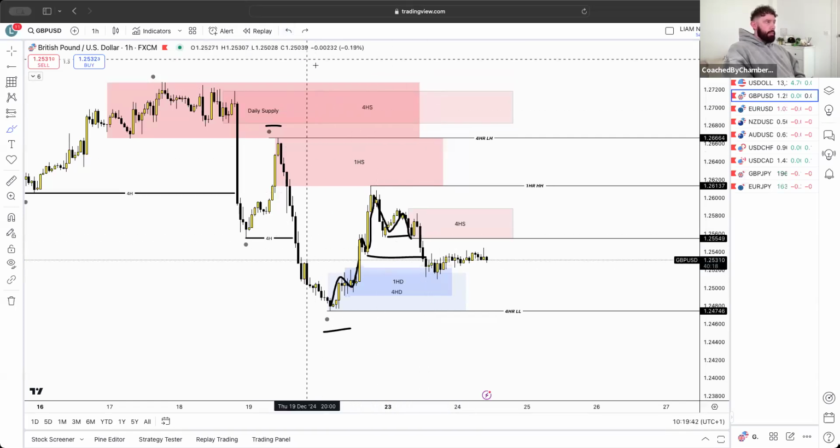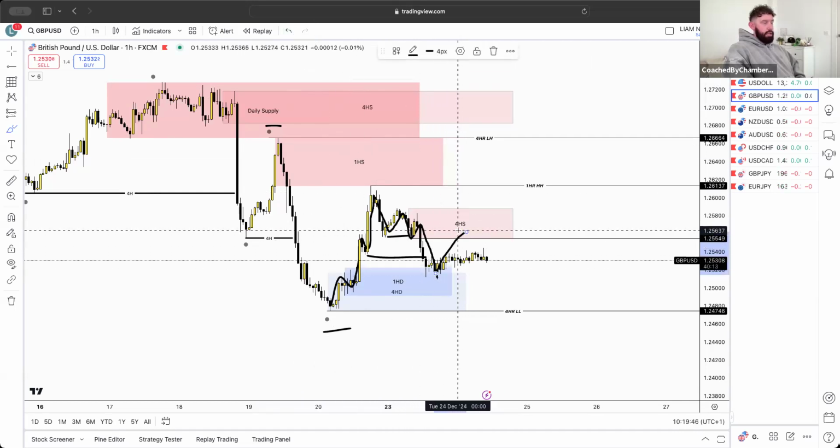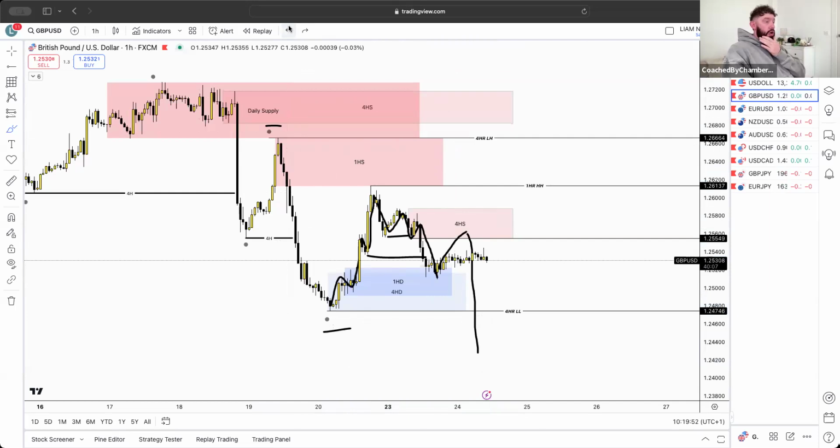If you're looking at the dollar right now, I would like to see a rebalance into this, filling this imbalance, and then continue this trend downwards. So that is my predominant thought for GBP USD. That is what I would like to see currently.